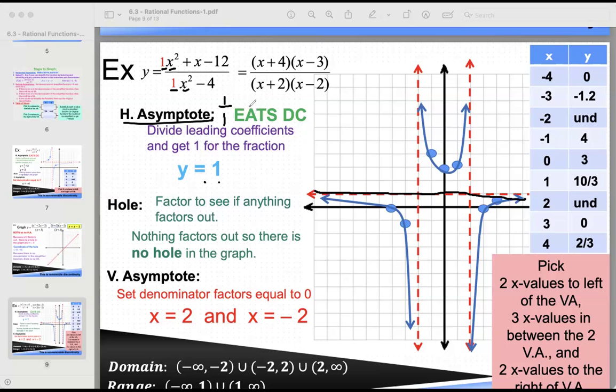What are the factors of the denominator? Minus 2 and 2, right? So that is why you have two vertical asymptotes. You got it?